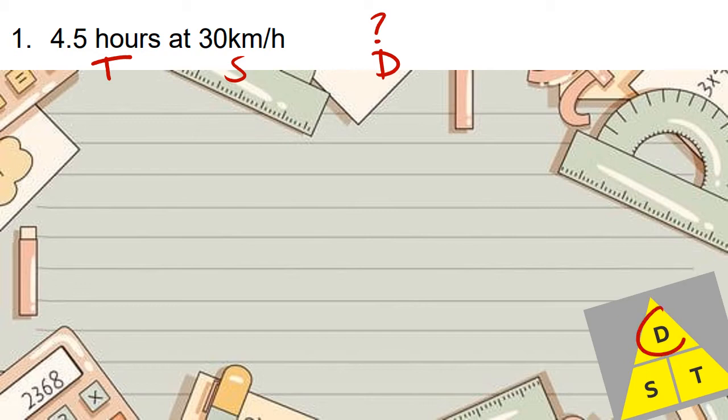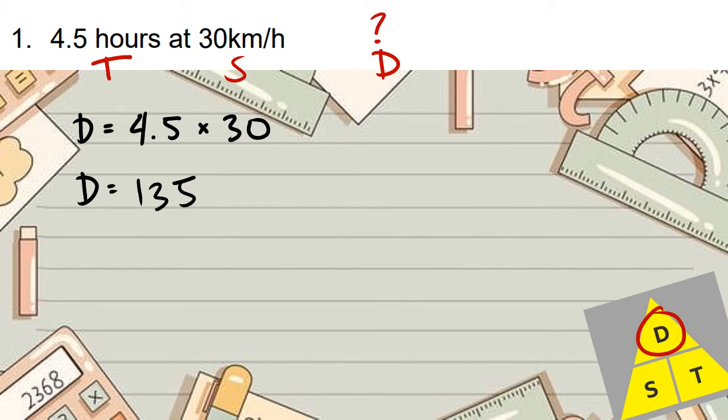What is the formula for distance? S times T. So all we have to do is to multiply them. 4.5 times 30. So D is equal to, what is 4.5 times 30? 135. And then the unit is kilometer. Ayun na. Kilometer yung ginamit na unit for distance here. Next.